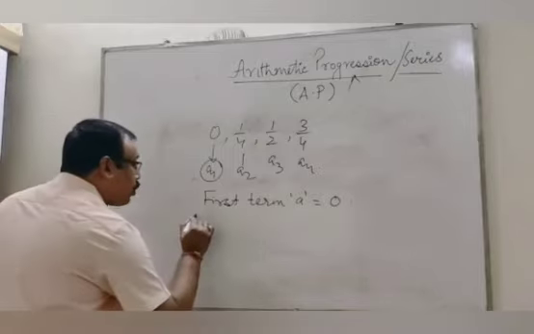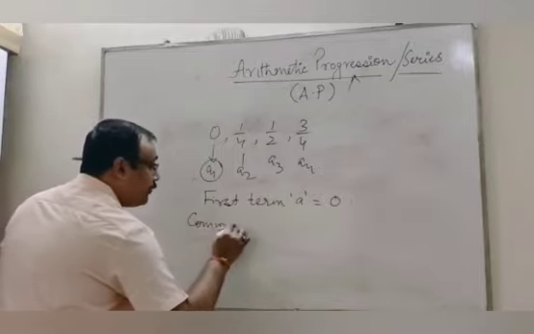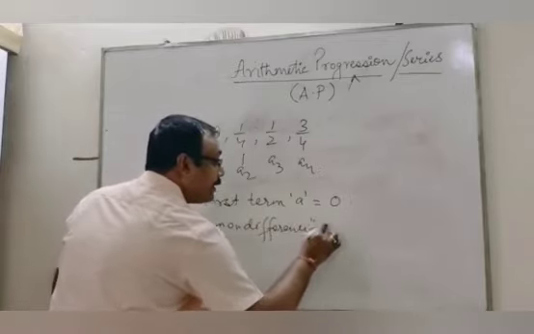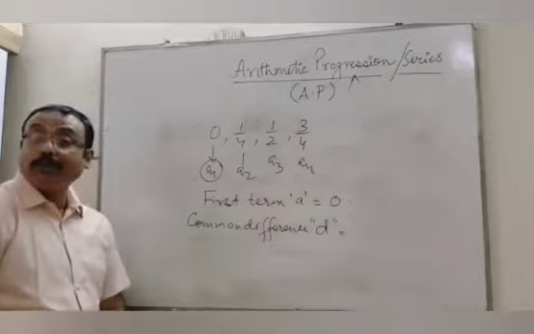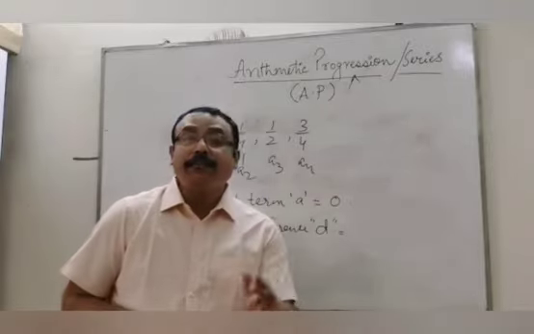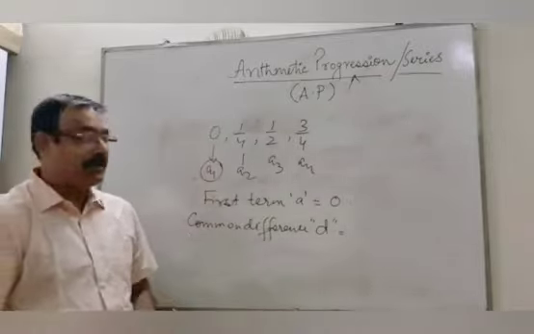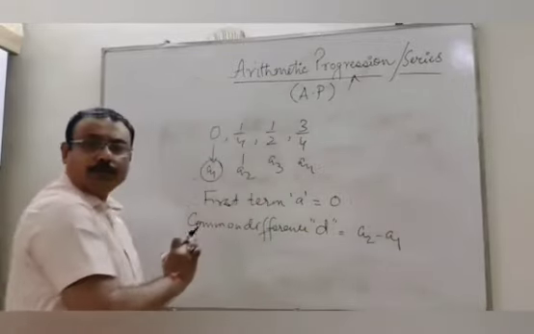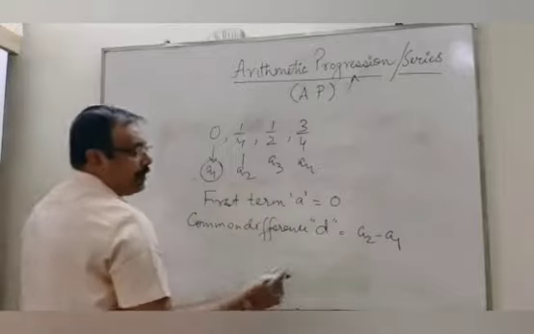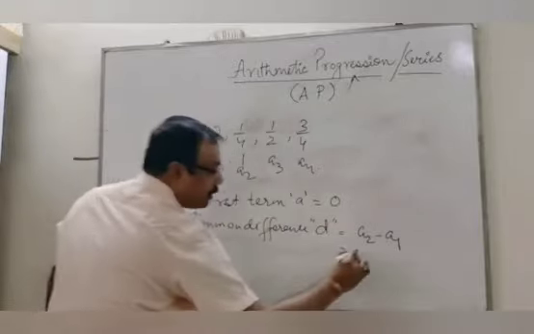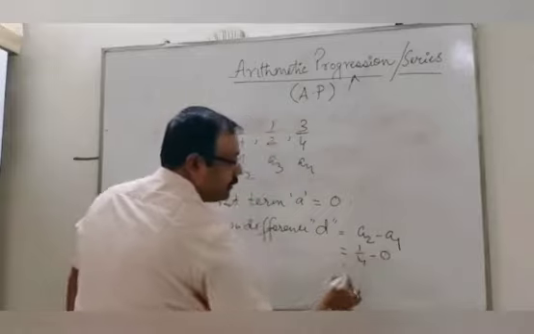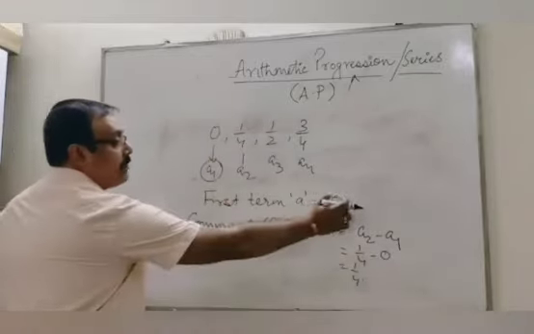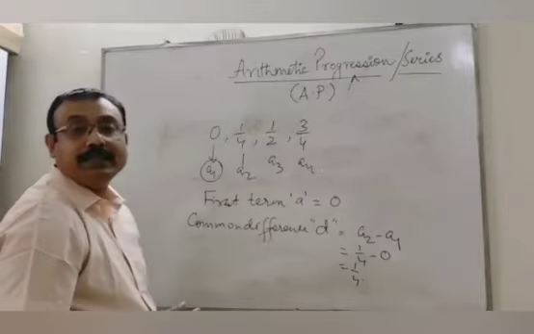Next is to find out the common difference. Common difference we denote by the letter D. How do you calculate common difference? Common difference is the difference between two successive terms. That means say A2 minus A1. We can do A3 minus A2 also. We can do A4 minus this also. It's our choice. So my A2 is 1/4. So 1/4 minus 0, so 1/4. So we got the common difference. So my first term is 0 and my common difference is 1/4.